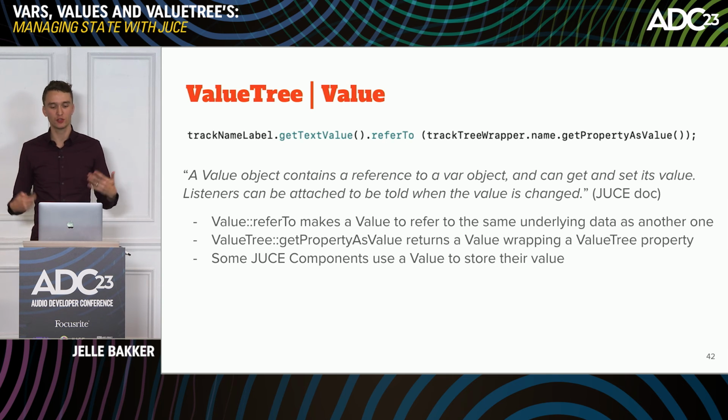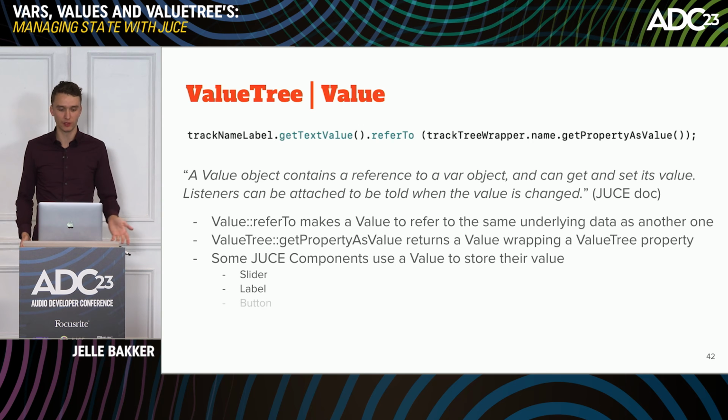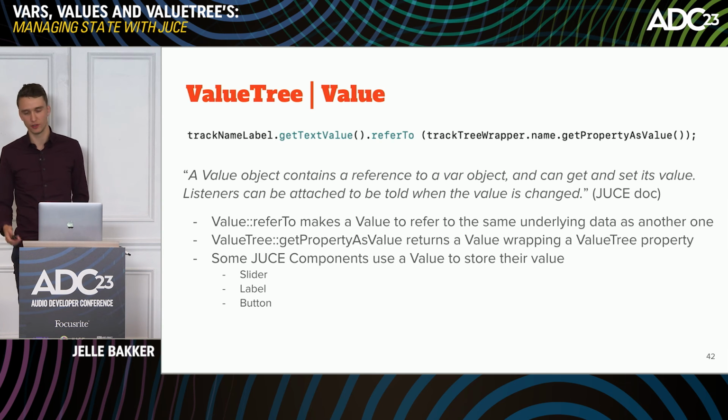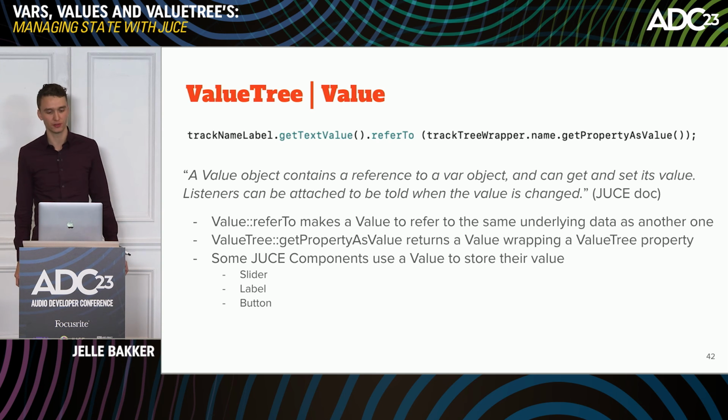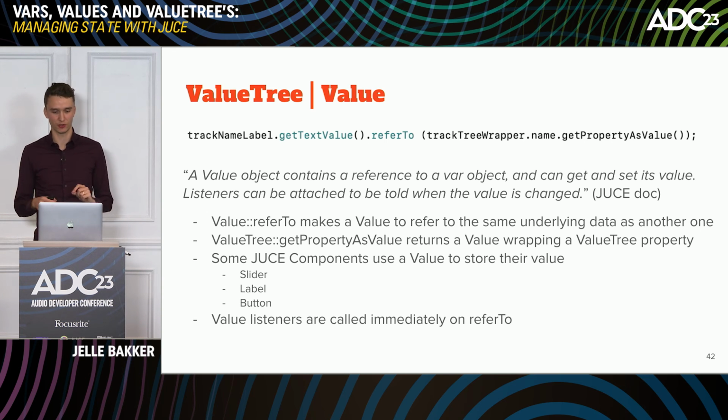So yeah, there are various JUCE components using value. Slider, label, and button are a few examples. So you can super easily just attach them to a value tree. And what's also nice is when you call refer to, your label will immediately be up to date with the state. So you don't have to do an initial force update or something. So it's just this one line that attaches the two.